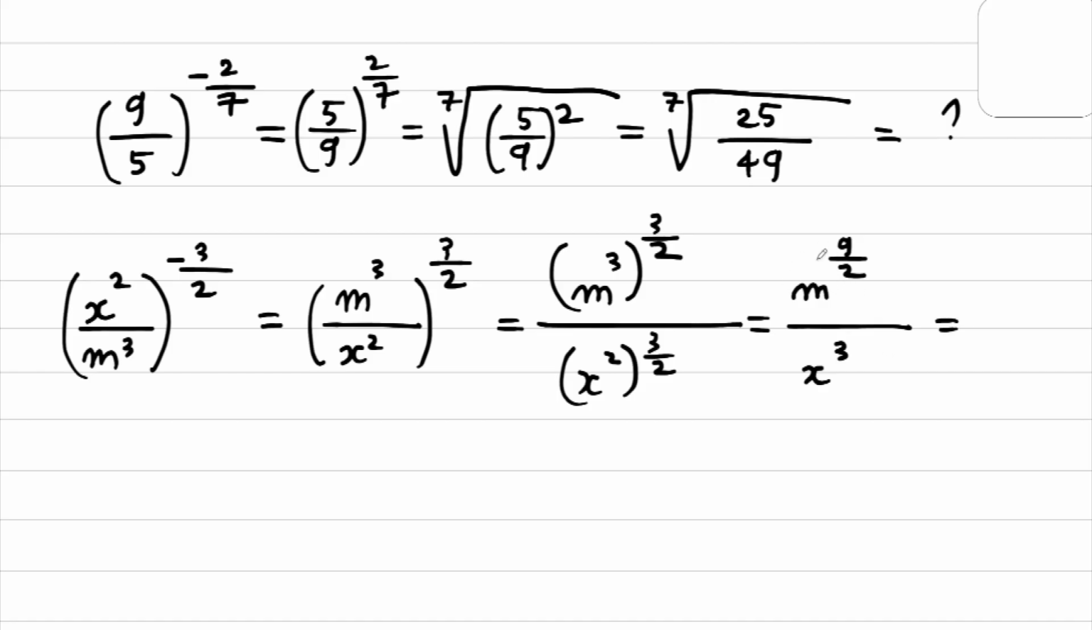And for this writing, I think I can change from the fractional indices to a single root. I will get the square root of m to the power of 9 in the numerator, and then the denominator will be unchanged. Okay, so let's practice more on expressions with fractional and negative indices.